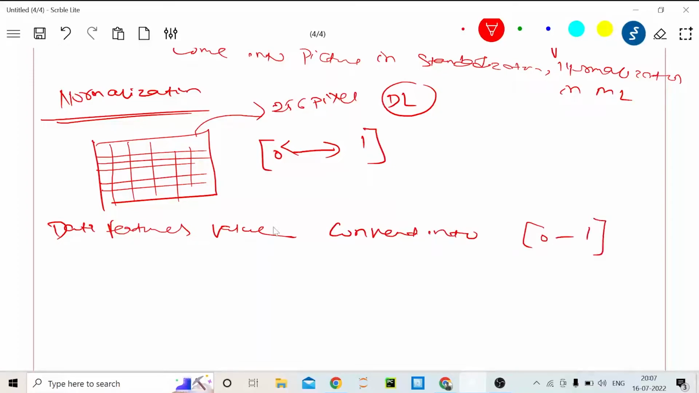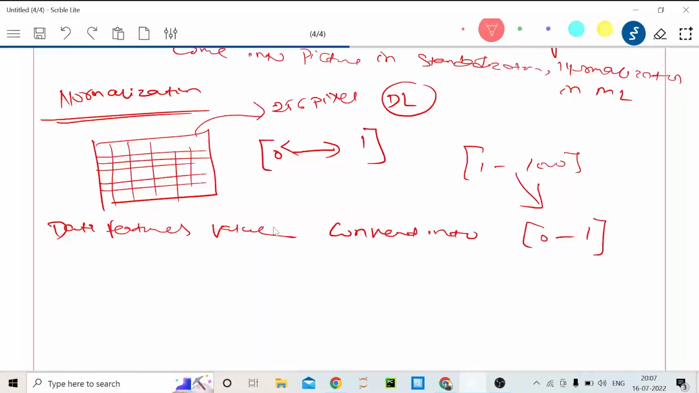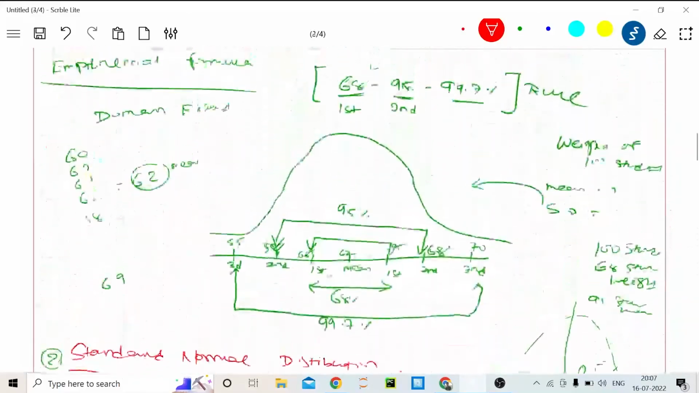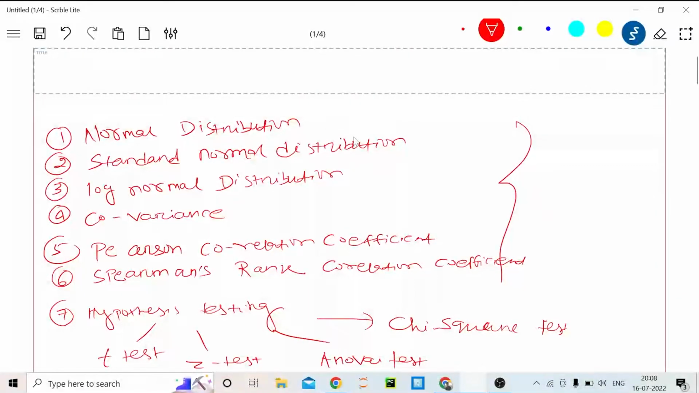Normalization means the value may be scaled, like 0 to 256 in the case of image classification. We convert all the image values to 0 to 1. If you have, say, 1 to 1000, you may convert it into 0 to 1. That is called normalization. Normalization means you reduce the size and convert from any range to 0 to 1. Ask me any doubt you have about Gaussian distribution, normal distribution, and standard normal distribution.